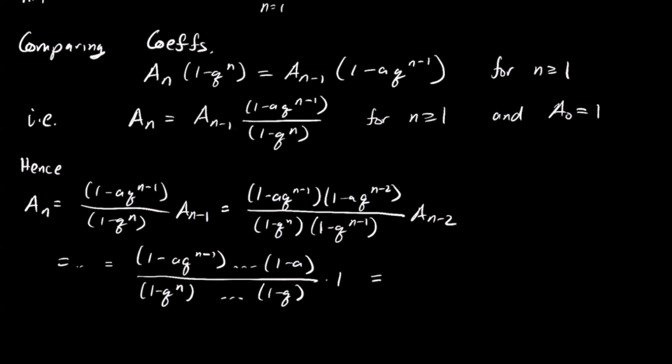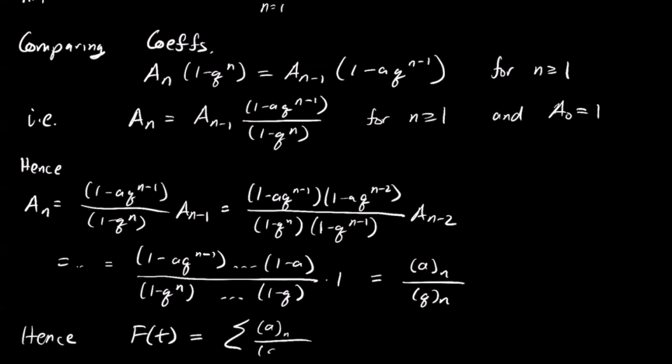And what have we ended up with? We've ended up with this very nice expression. This numerator is just a sub n. This denominator is q sub n. So hence, we can conclude that f of t is really just the sum of a sub n over q sub n, t to the n, as n goes from 0 to infinity. And this proves this theorem by Cauchy. This proves our result by Cauchy.